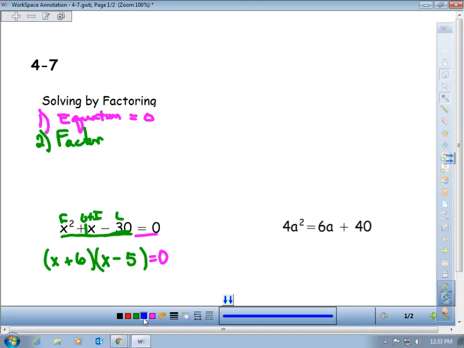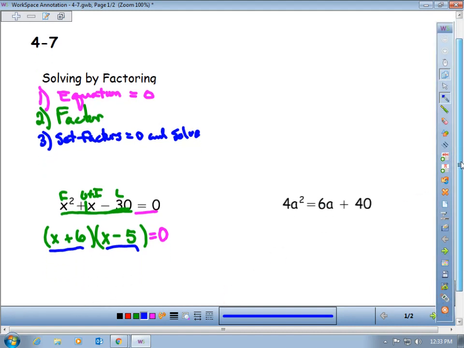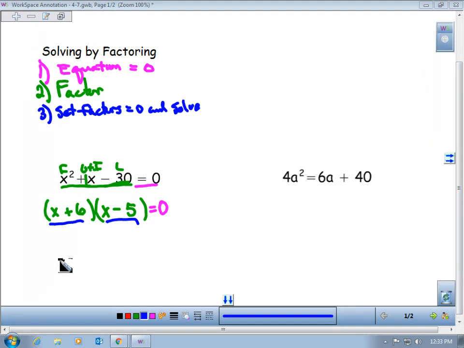So the third step is to set your factors equal to 0 and solve, which is your final step. And here are my two factors, x plus 6 and x minus 5. So I'm going to take both of these factors, guys, and I'm going to set them equal to 0. And I'm going to solve these.